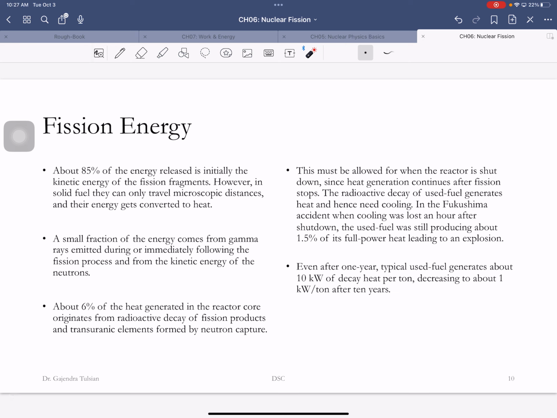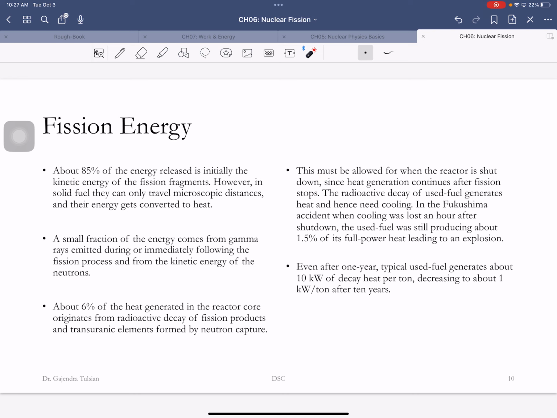Okay, so here's where all the accidents are. About 6% of the heat generated in the reactor core originates from radioactive decay of fission products and transuranic elements formed by neutron capture. We'll come to that in a second. And these guys, the heavier ones, are called actinides. These guys are radioactive for maybe 100,000 years.